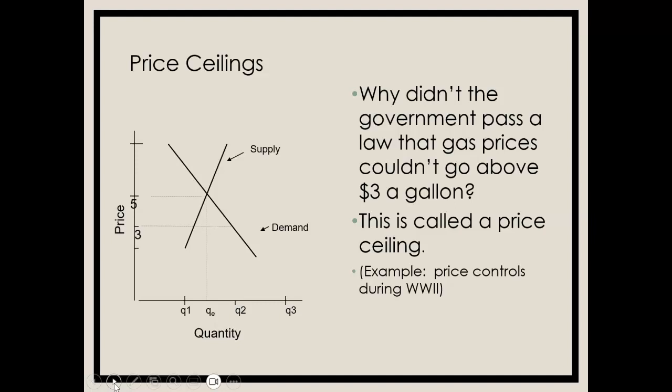So why didn't the government just pass a law that says that gas prices couldn't go above $3 a gallon? If they had, that would have been what's called a price ceiling. So basically, you say that the equilibrium, if you look at the diagram over there, we have a market price of $5 a gallon, and the price ceiling would be set at about $3 a gallon. This has happened in the past.